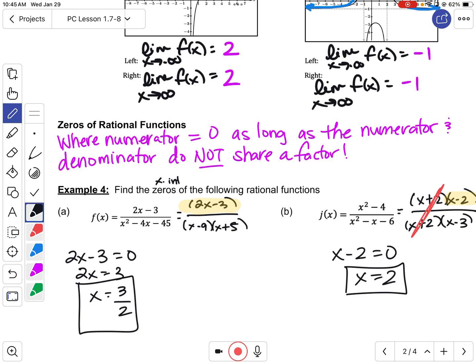Question about that? We good? Okay, zeros come from the numerator.